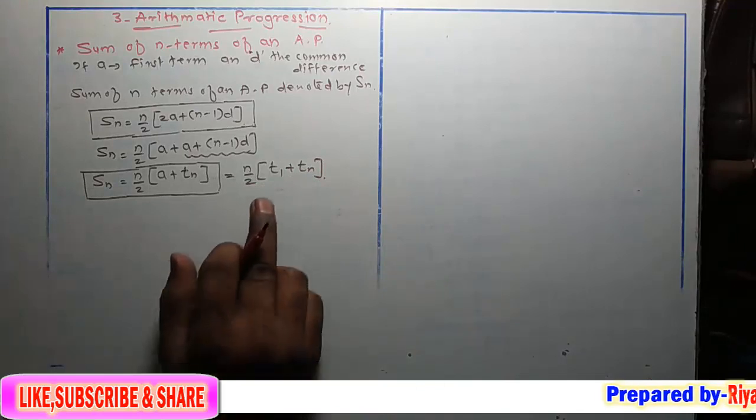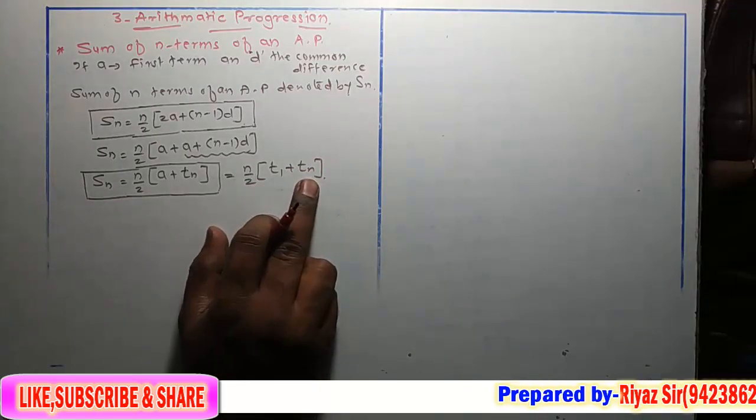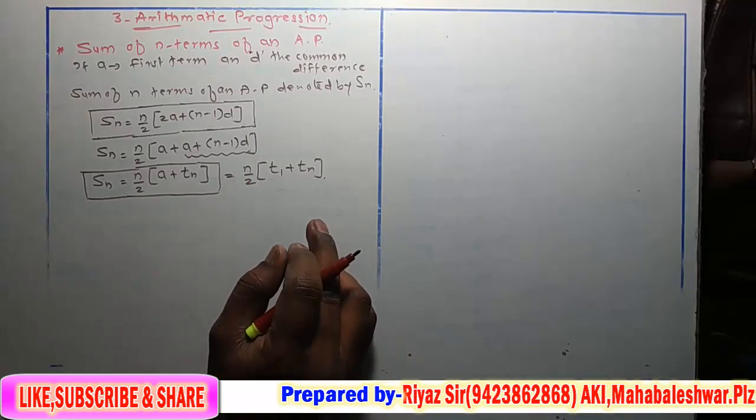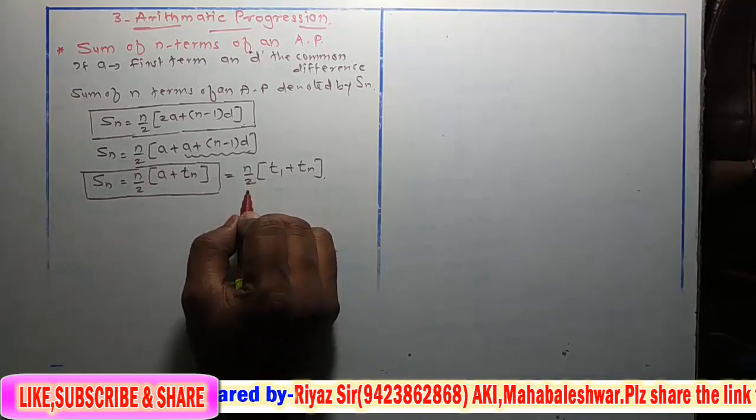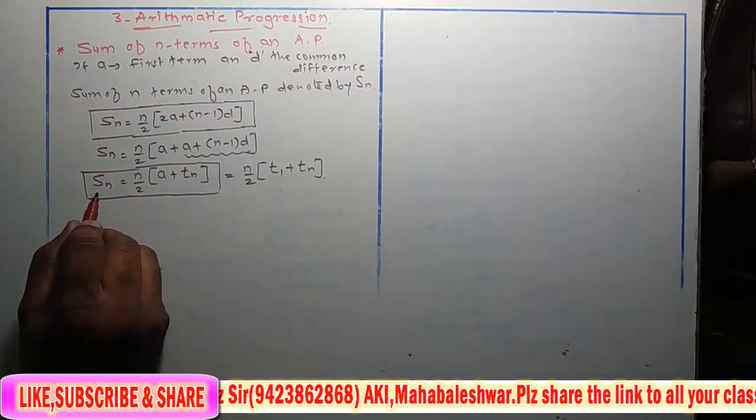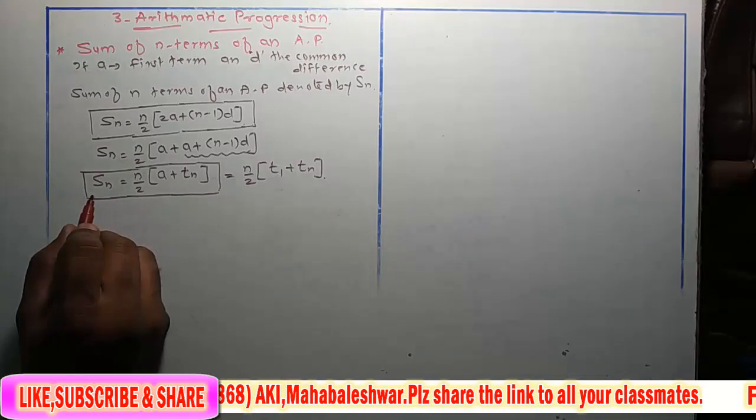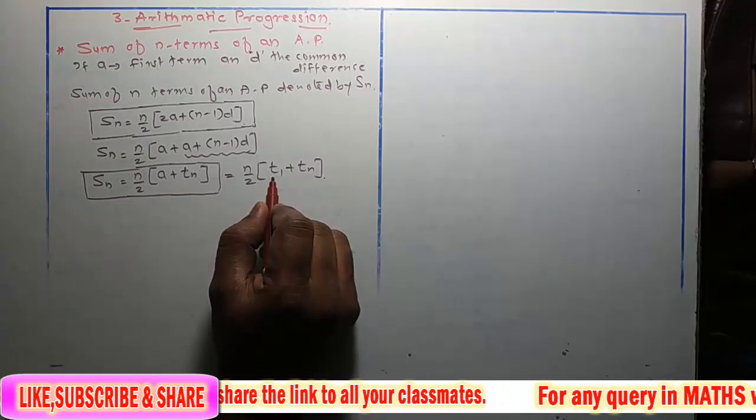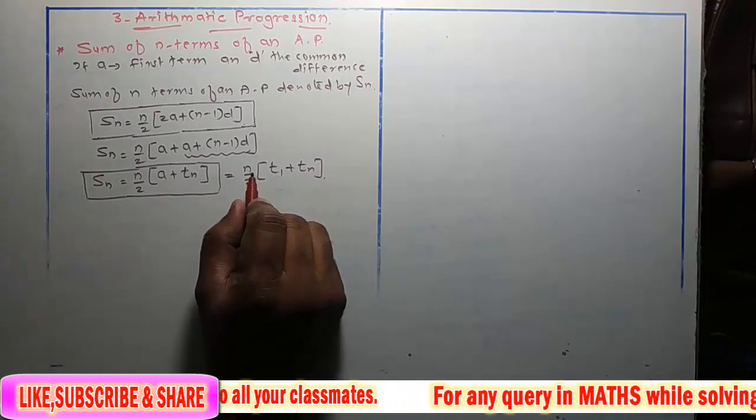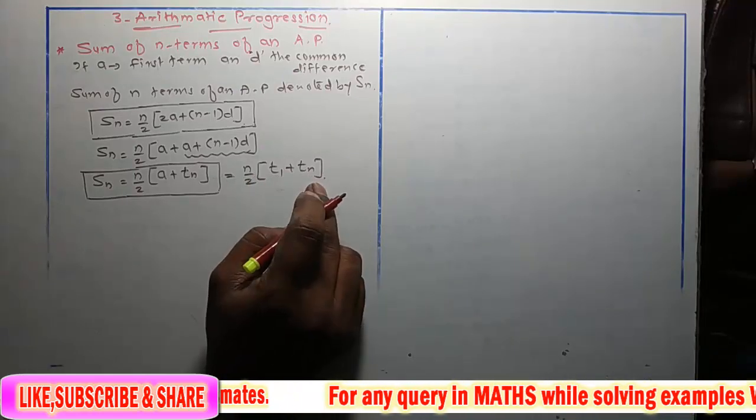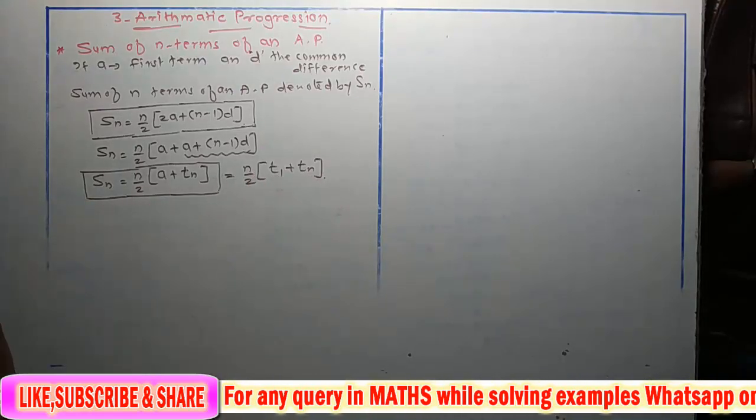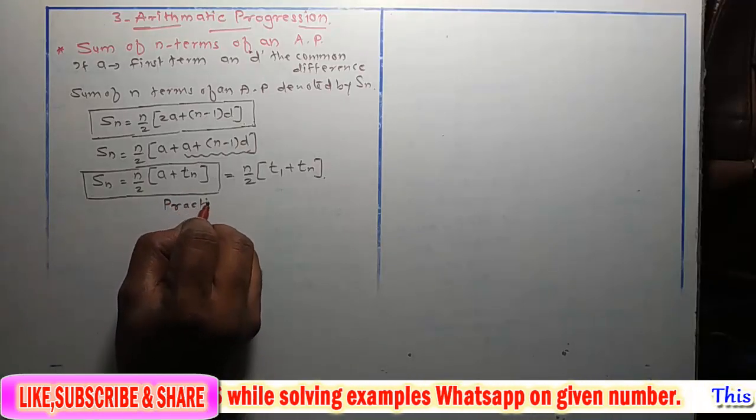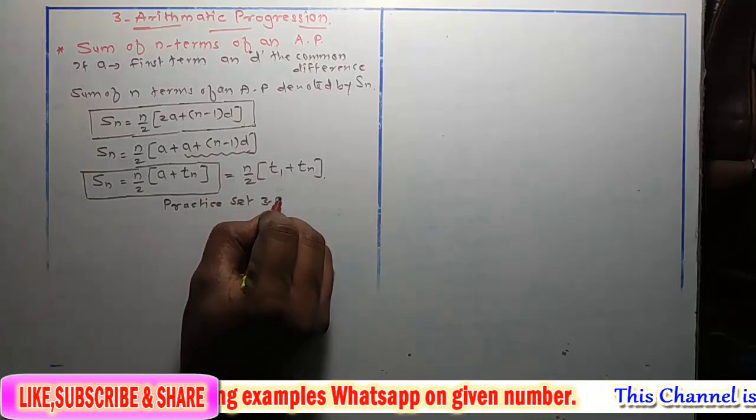That means if we know the first term, the last term, and how many numbers there are, then by using this formula n upon 2 into t1 plus tn, we can easily find Sn. Got this? The first number is known, for example if we want to find the addition of 1 to 100, the first number is 1, the last number is 100, and we know there are 100 numbers. So by using this formula directly we can find the sum of 100 numbers. Now we'll solve some examples from practice set 3.3.